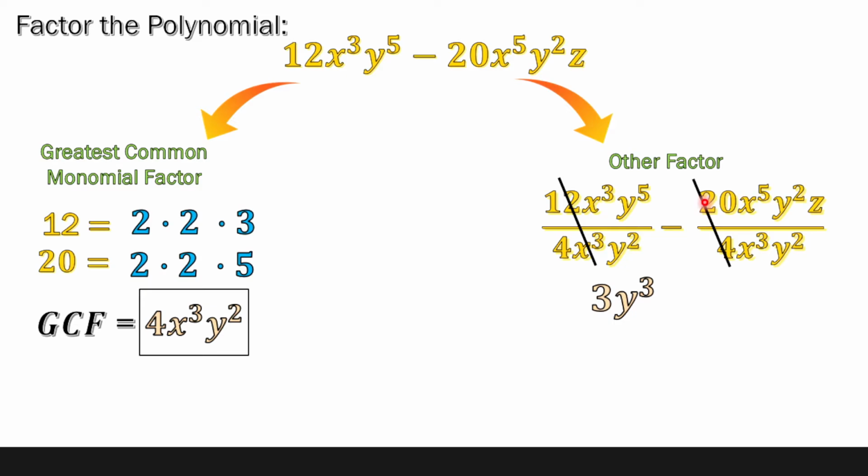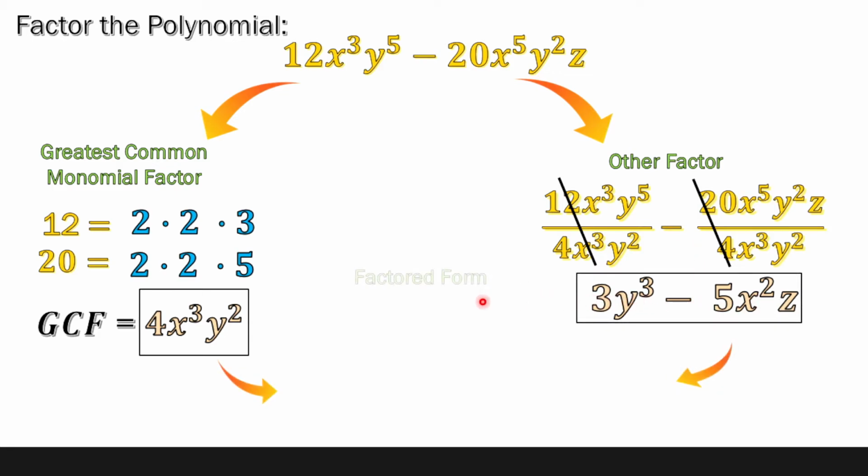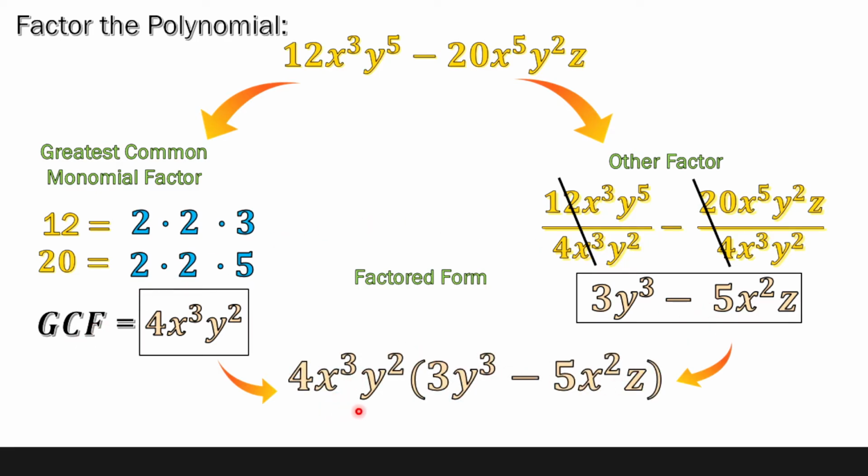Since negative yan, minus din dapat dito. But first, ito muna. 20 divided by 4, that is 5. X raised to 5 over x raised to 3. So, minus na natin yan, kaya magiging x squared. Y squared over y squared, 1 na lang yan, kaya okay na yan. Z, bababa lang natin yan. So, ang mangyayari class, magiging negative 5x squared z. Kasi negative to. Now, dahil nakuha na natin yan, para makuha agad yung factored form, i-multiply lang natin si GCF at si other factor. Kaya nagkaroon ng 4x cubed y squared times 3y cubed minus 5x squared z. Okay?